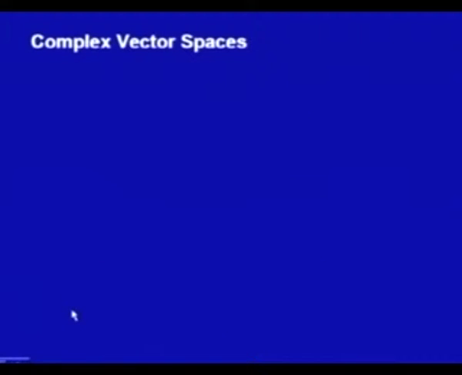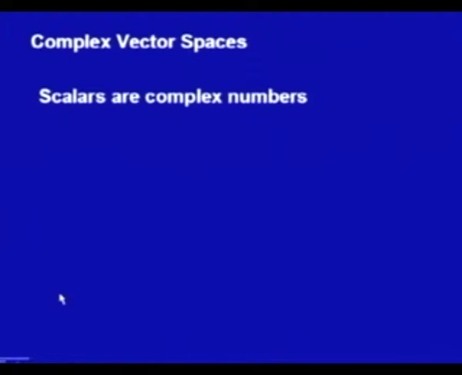Now, so far we were discussing real vector spaces. Now, we will be coming to complex vector spaces. The basic difference between the two is that in real vector spaces, the scalars are taken from the set of real numbers, but in case of complex vector spaces, scalars are taken from the set of complex numbers.